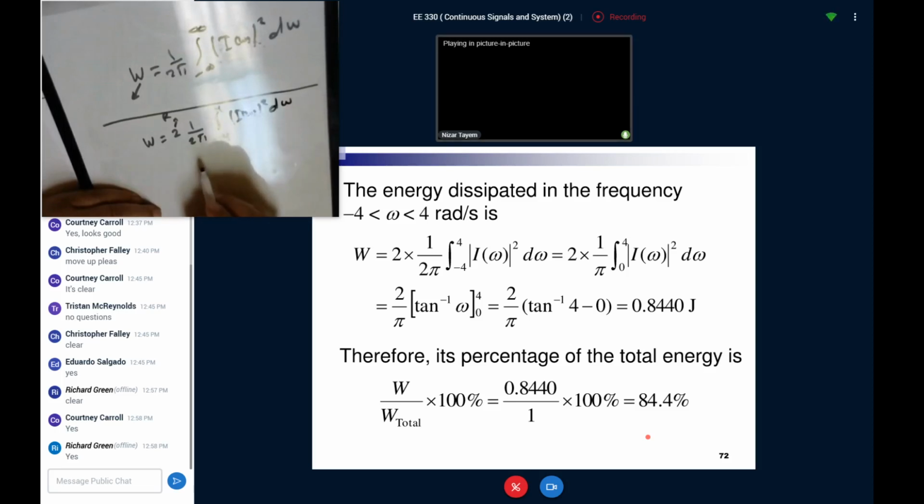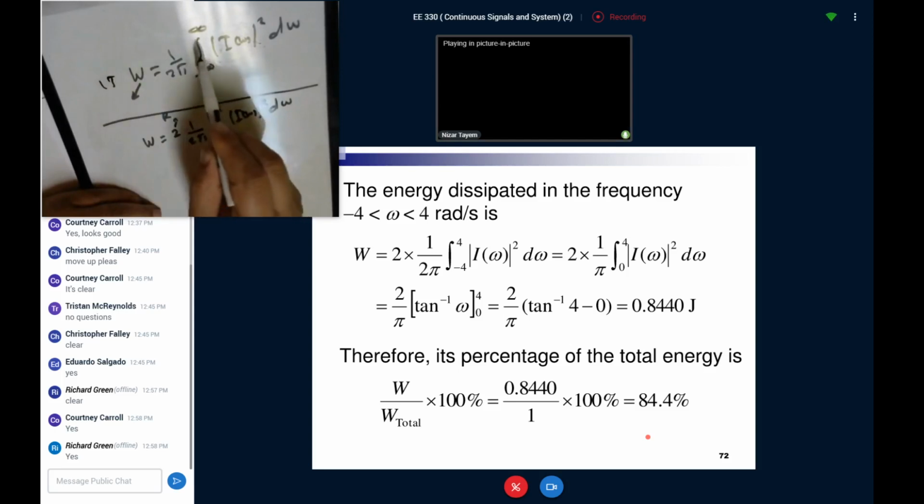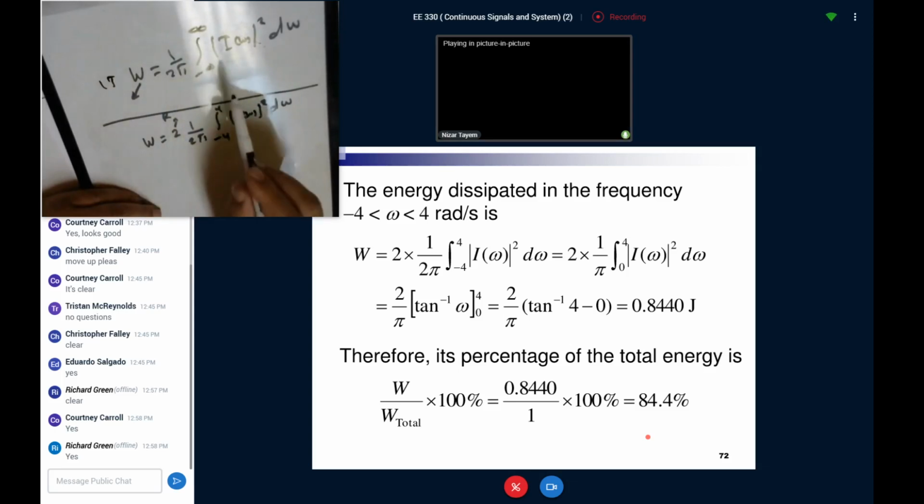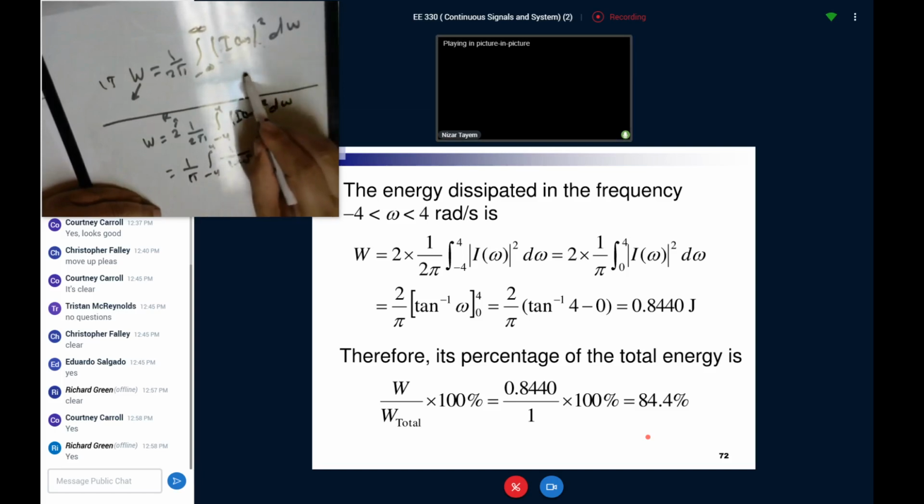But this is 1 joule if we consider it from minus infinity to infinity. Here we're not considering minus infinity to infinity. We consider only the band from minus 4 to 4. So this will be equal to 1 over pi times the integral from minus 4 to 4 of the magnitude of I(omega) squared, which is 1 over 1 plus omega squared d omega. Why is that? Because the magnitude of I(omega) is equal to 1 over the square root of 1 plus omega squared.